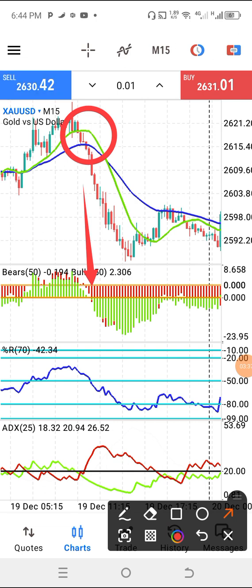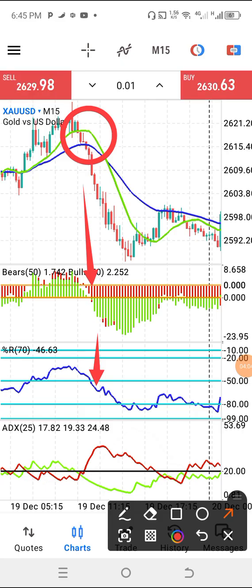They are facing the down direction. Now, coming to your window two is the Williams range indicator. Once the Williams range indicator crosses below the -50, then it also indicates that the momentum is dropping, right? It also indicates that the momentum is dropping.